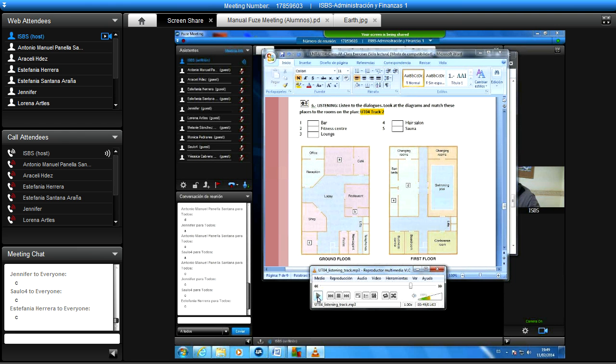Could you tell me where the hotel sauna is? Yes, it's in the fitness center.